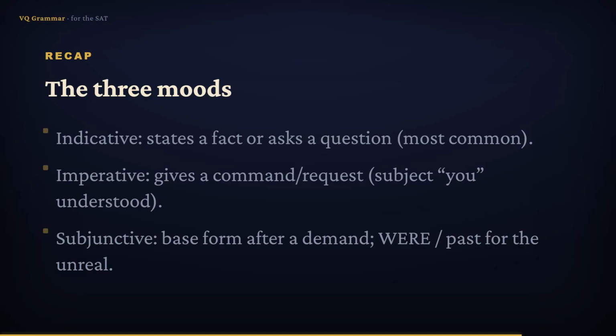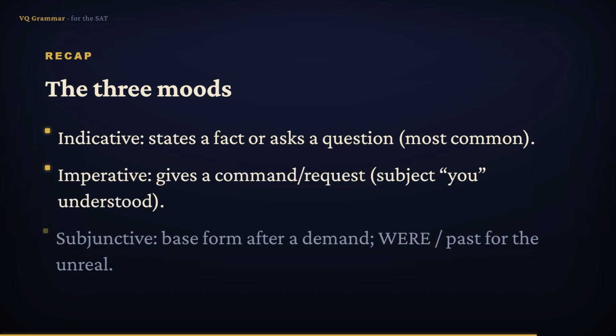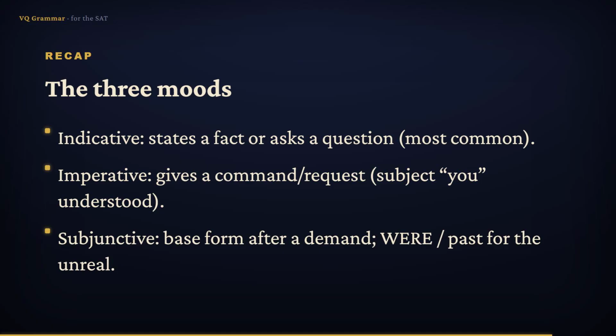Let's wrap up Chapter 5. Verbs have three moods. The indicative states facts and asks questions. That's most of what we say. The imperative gives commands and requests, with you understood as the subject. And the subjunctive, the SAT's favorite, appears in formal English. The base form after a demand or necessity, that the law be changed, and were, or the past tense, for wishes and conditions contrary to fact, if she were here. Spot the demand with that, or the unreal if, and reach for the subjunctive.